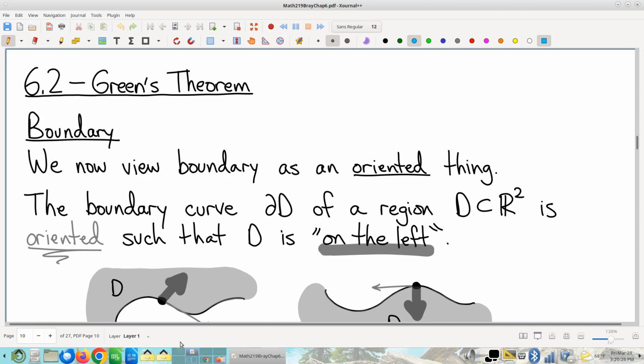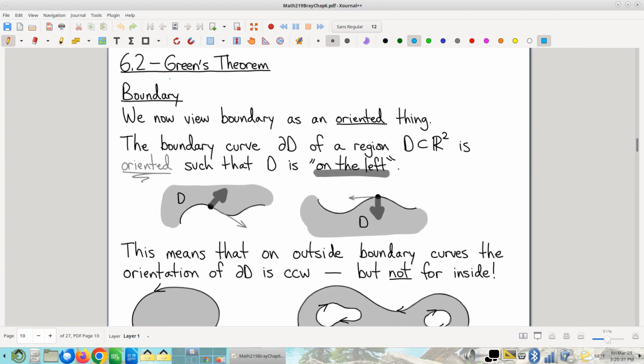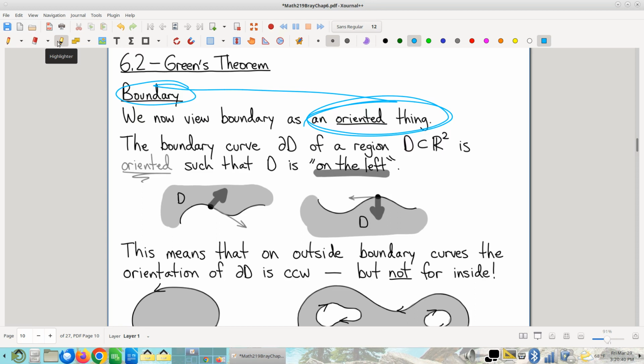So quick reminder of what we talked about last time. We talked about this idea that boundary is now an oriented thing, right? So heretofore boundaries have been just curves. Now they are oriented curves, and very importantly, oriented according to a very specific convention. Arbitrary, to be fair, but standard for a very, very, very long time. So henceforth the word boundary means oriented specifically like so.